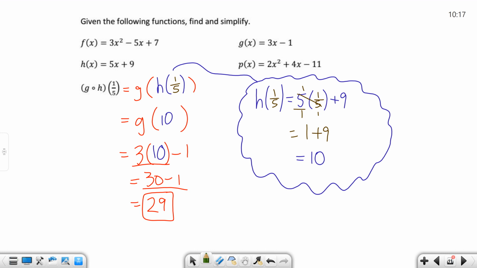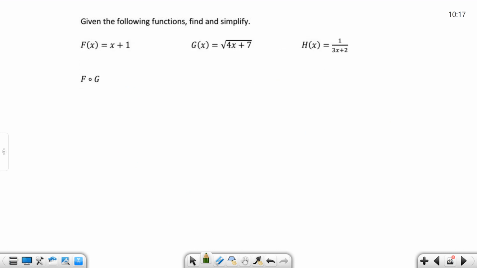So 29, G of h of 1/5. It worked out nicely because this became a whole number of 1, right? That could have been a fraction, 2/5 or 8/5 or negative 6/5 or anything with fifths or any other fraction, okay? And then you would have had to get a common denominator and then plug it in and possibly get another one, okay?